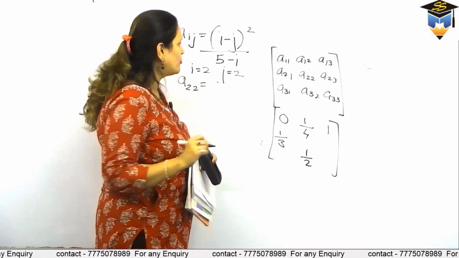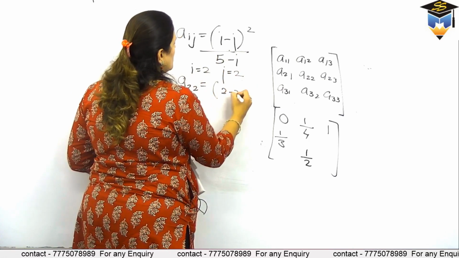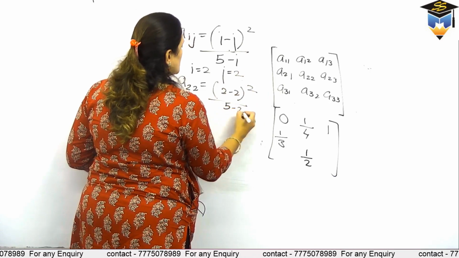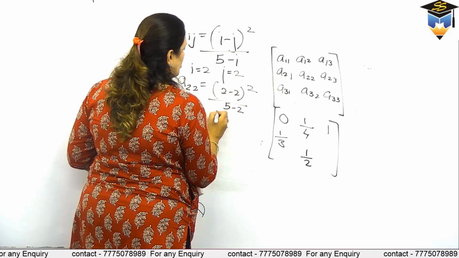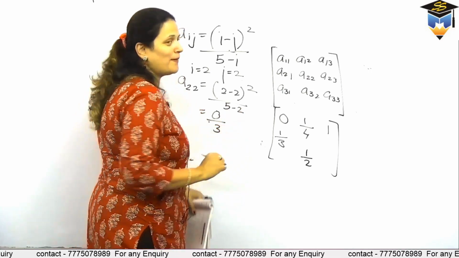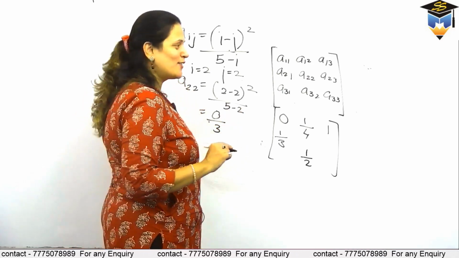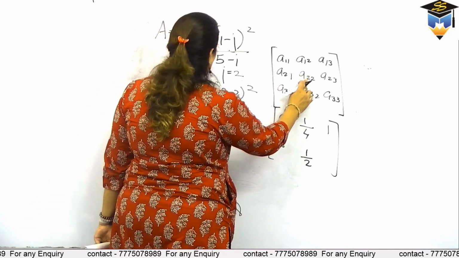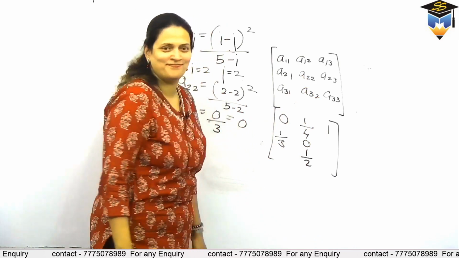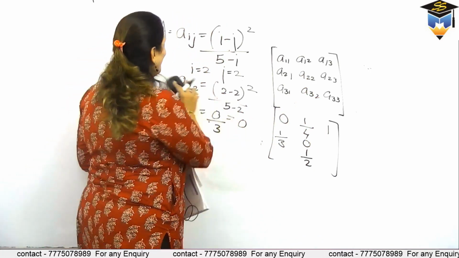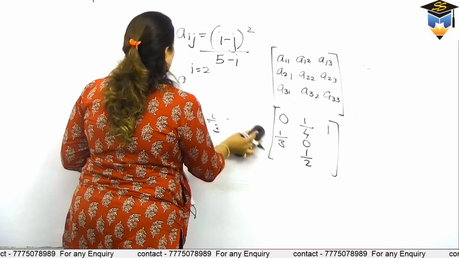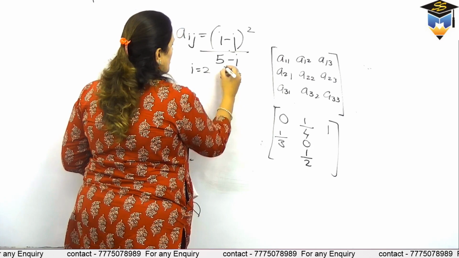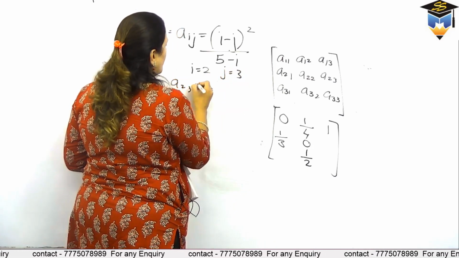Yes. So what is A22? Let's find out. 2 minus 2, 0 upon 5 minus 2. Again you get 0 over here in the numerator part, and in the denominator part you are getting 3, isn't it? So our answer is going to be 0 eventually. So this element A22 is 0. Yes, isn't it interesting? Okay, let us find out the next one. We are going to find out now A23. So the value of j is 3. A23.